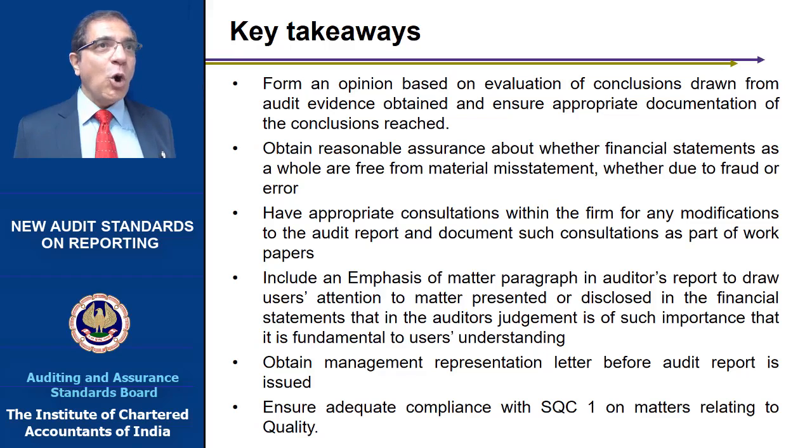The auditor has also gone through all the consultations as required within the firm for any modifications to the audit report, because it's important that whenever there are modifications to the audit report, he should consult depending upon the kind of engagement. In the case of listed companies, there is always a concurring reviewer or a second partner review required, and therefore these matters should be adequately consulted. Documentation of such consultations should also form part of the work papers. The auditor also includes an emphasis of matter paragraph in the auditor's report to draw the attention of the users to matters presented or disclosed in the financial statements, and refers to that particular point in that paragraph.